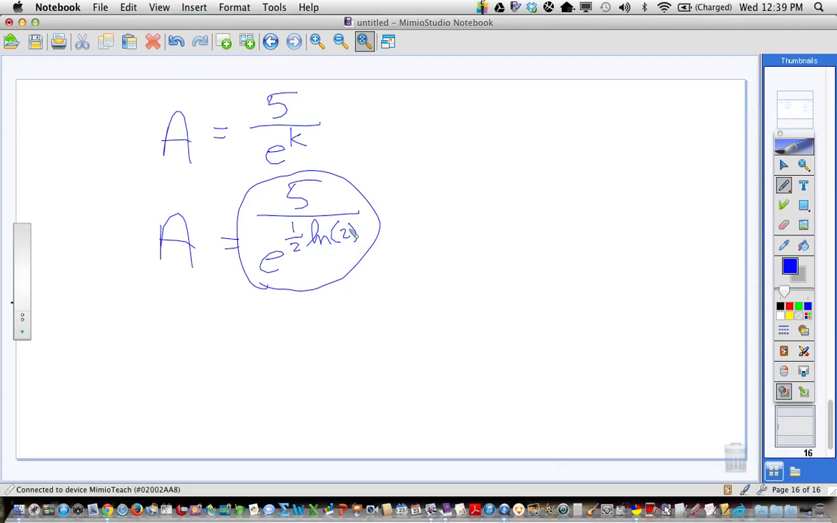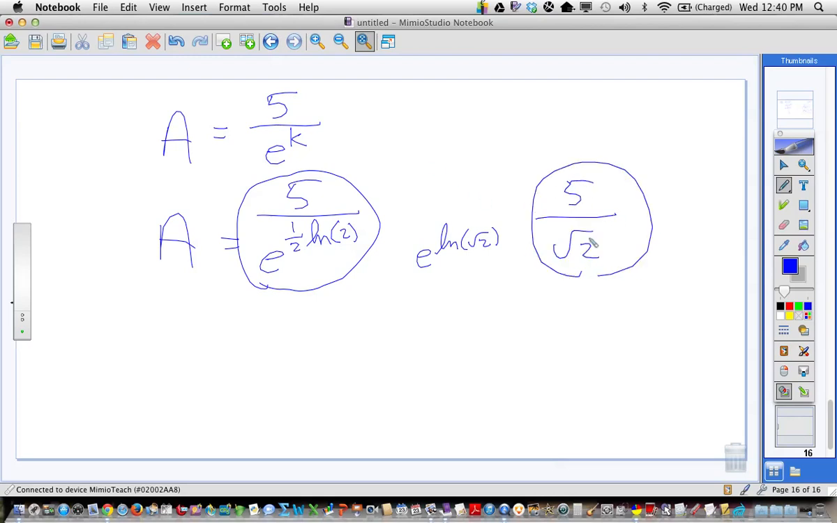Put it in as a power, right? So I could have 2 to the 1/2. What's that? Square root. So down here I'd have e to the ln square root of 2. What's e to the ln square root of 2? Just square root of 2. The e and the ln undo each other, right? So this whole thing is actually just 5 over square root of 2. That'd be even a simpler answer.